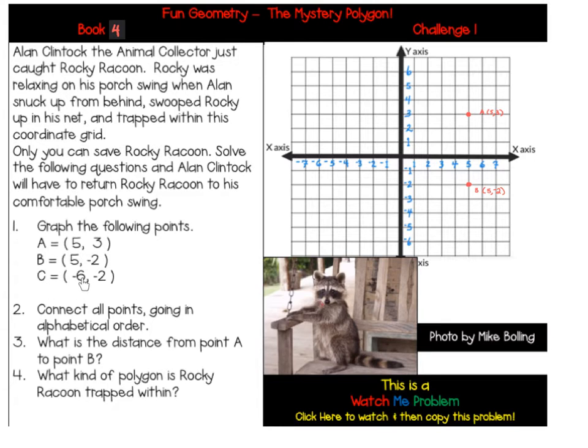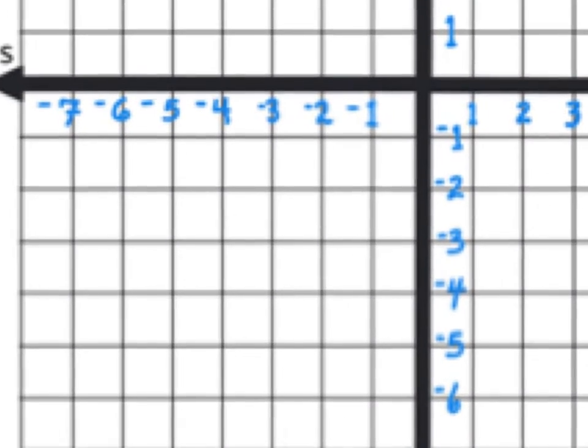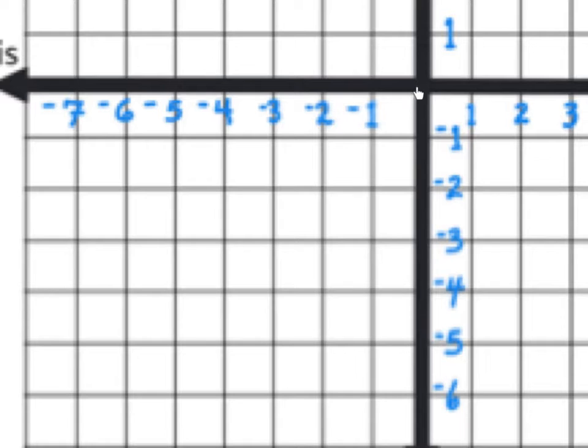And this is going to go into the negative. So we're going to go negative 6 and then negative 2, and we'll be right there. So let's go ahead and plot that point. And we'll do that right now. So here we go. We're going to go into the negative 6 and then down into the negative 2. And we'll plot our point right there.